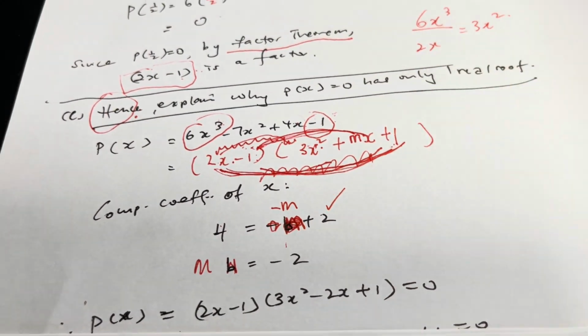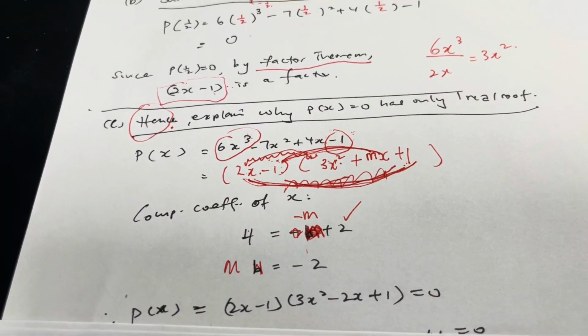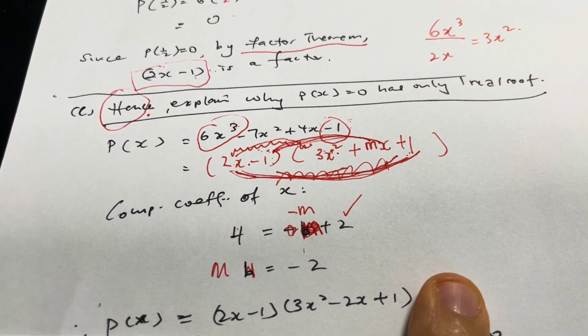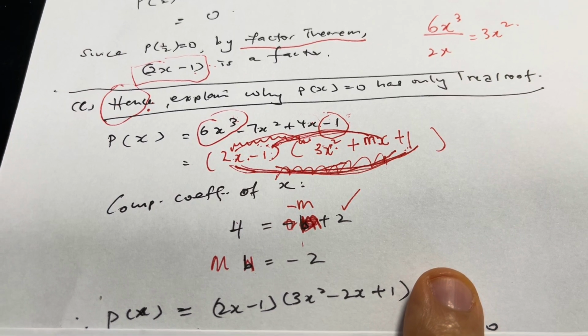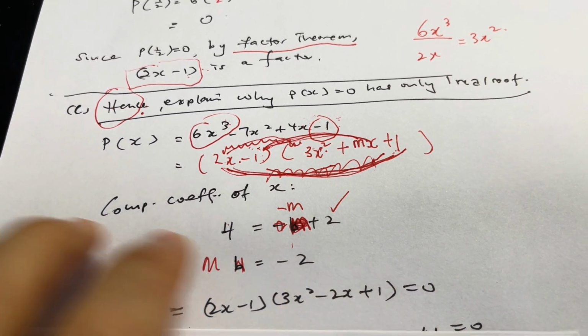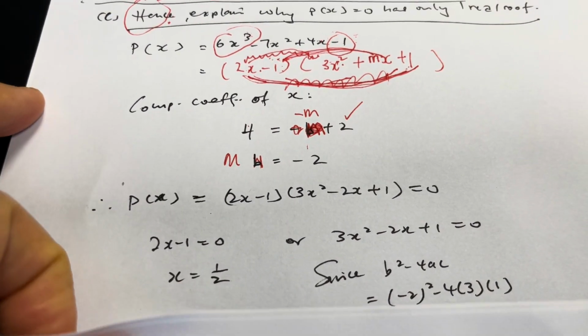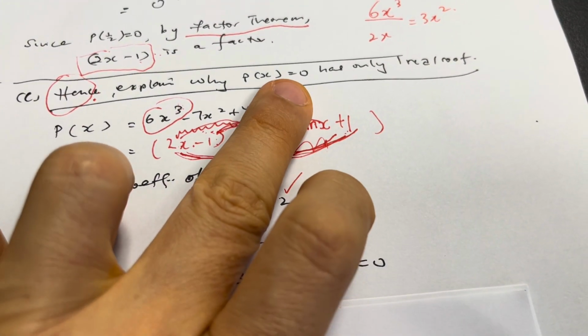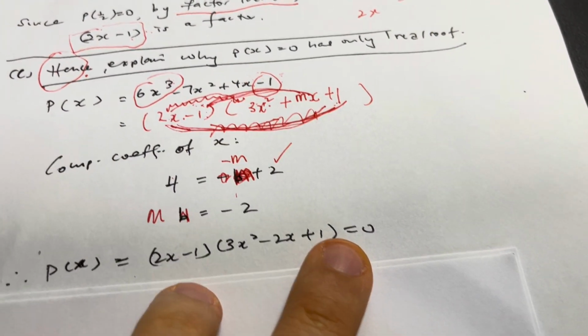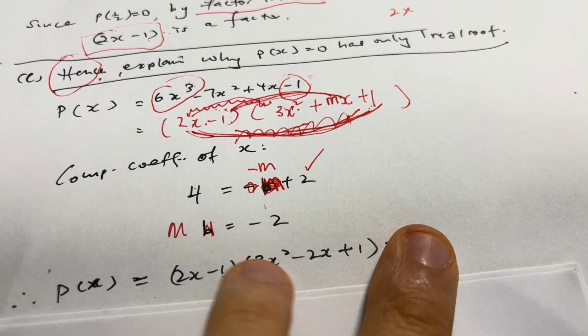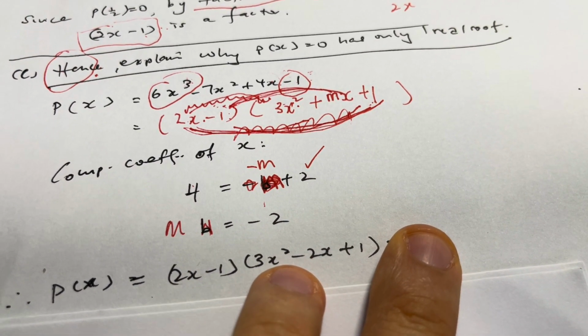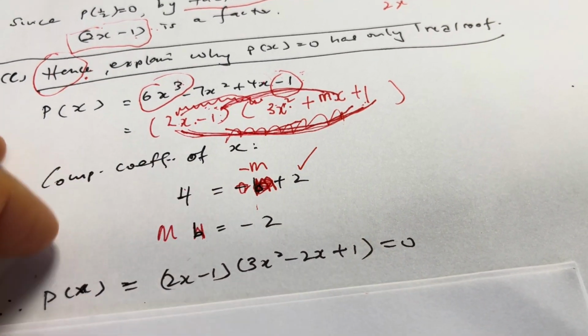And after this step, you need to put equal 0. Many of you, in the work that you handed in, didn't put equal 0 and then continued to solve. Cannot. You must put equal to 0. It must be an equation before you can solve it. Otherwise, the only thing you can do is to factorize. So it must be very clear.